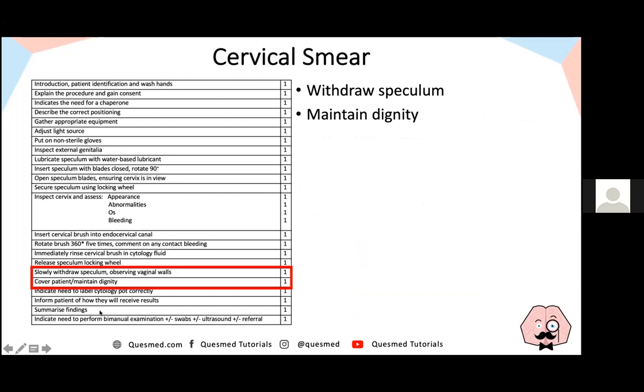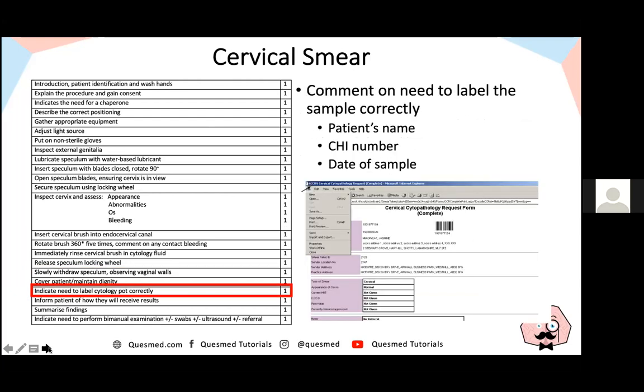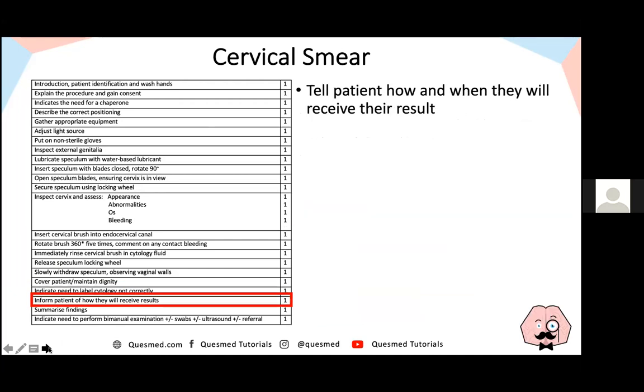So in terms of smear tests, there sometimes is a mark for having to verbalise that you are going to correctly label the sample with the patient's name, their hospital number, the date of the sample. And there's often a mark for telling your patient how and when they will receive their results. So smear tests generate a huge amount of anxiety among women. So it is important to tell them how they expect to receive the results.